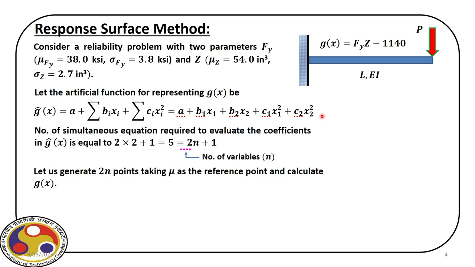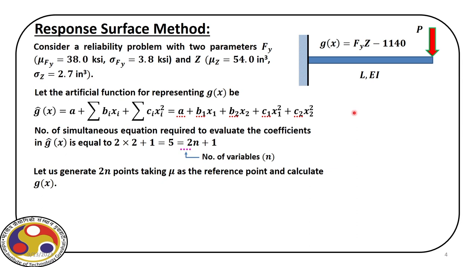Now, in the least square, we can have a large number of equations, more than the number of unknowns we have. In this case, the number of unknowns is 2n plus 1. So, at least we need 2n plus 1 simultaneous equations to solve this uniquely. We can have more than that, and in that case, we'll optimize the error. But for the time being, if we can generate 2n plus 1 equations, then we can uniquely solve this expression for g hat x.